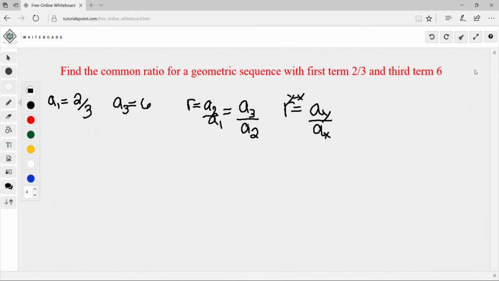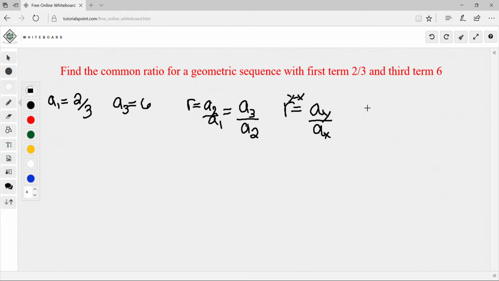And then we're going to use r to the y minus x equals ay divided by ax. The reason why we're going to use these two formulas is because one formula we're going to use to find the ratio, and then for the other formula we can check if it's true. So we will start with r to the y minus x equals ay over ax.